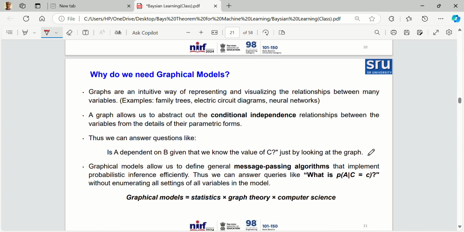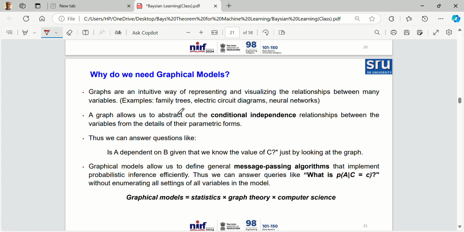In the Bayes theorem, the graphical model is one of the important tools to identify the condition of the dependent and the independent, whether they are related to each other or they are not related to each other. Then what is the graph?